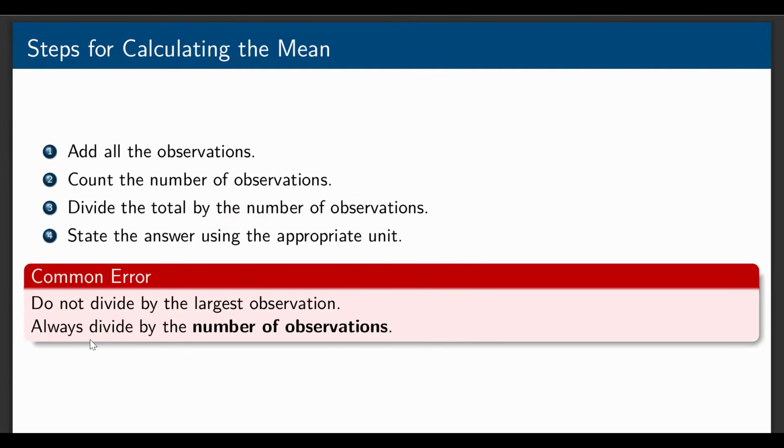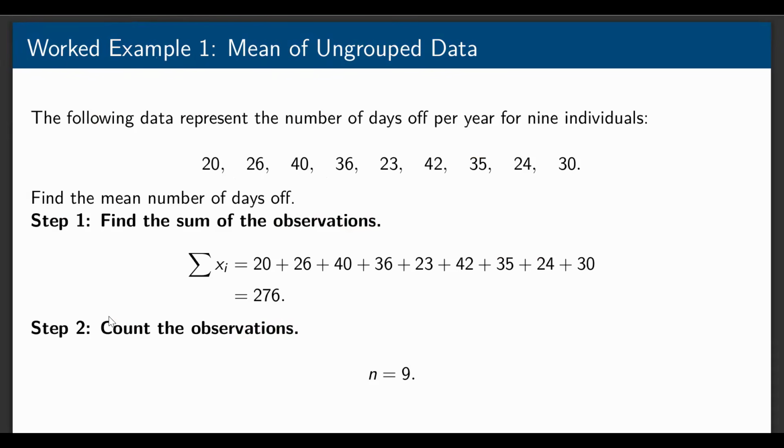How do you go about calculating the mean? I have demonstrated this, so let's read through the process. Add all the observations, count the number of observations, and divide the total by the number of observations. Then you state the answer using the appropriate unit. Make sure that you do not commit the error of dividing by the largest observation. You divide by the number of observations.